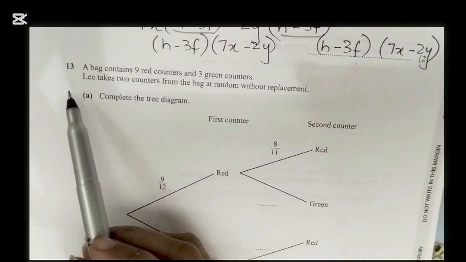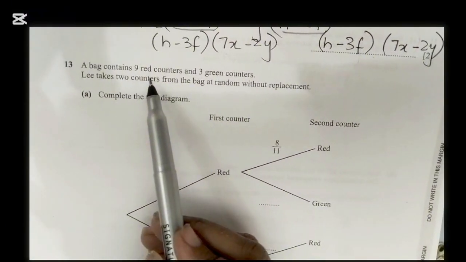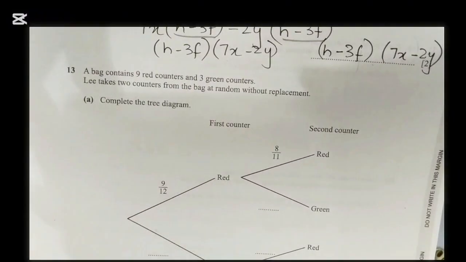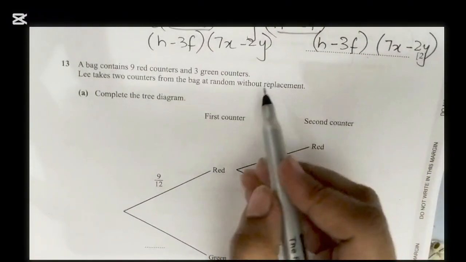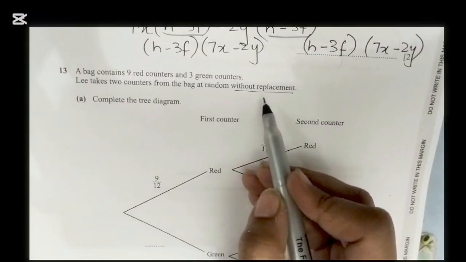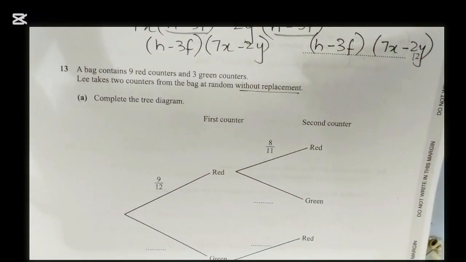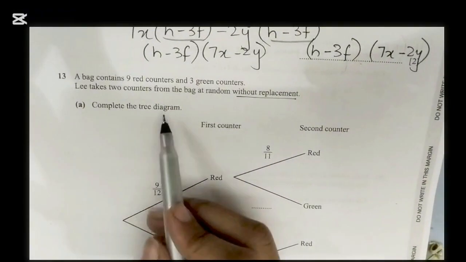Now move to question number 13. A bag contains 9 red counters and 3 green counters. Lee takes 2 counters from the bag at random without replacement. This is very important. Read it very carefully. Without replacement means she has not replaced it. Okay. Now complete the tree diagram.